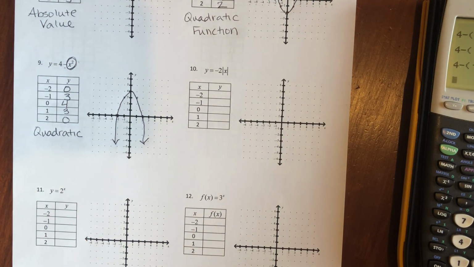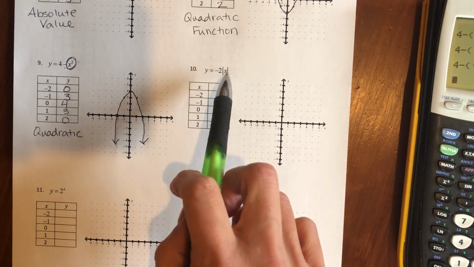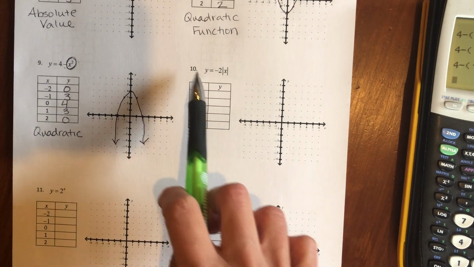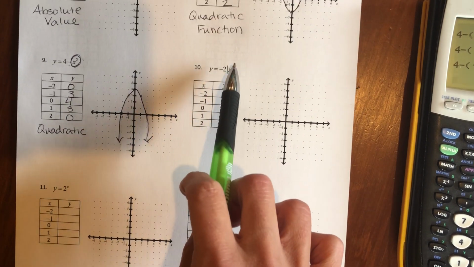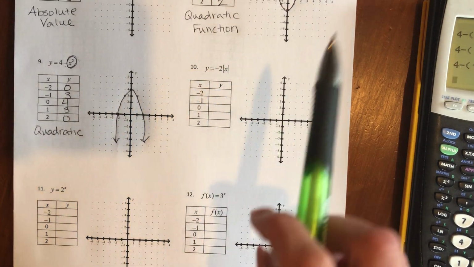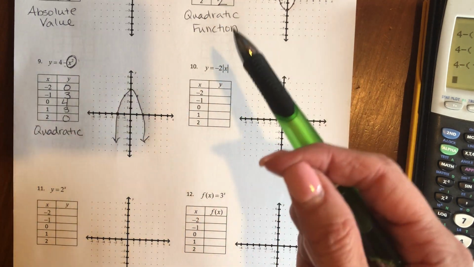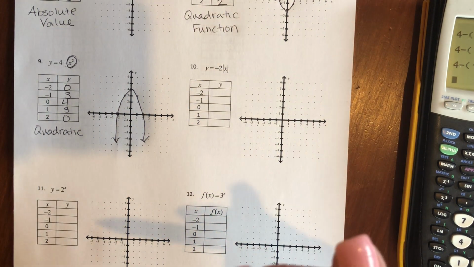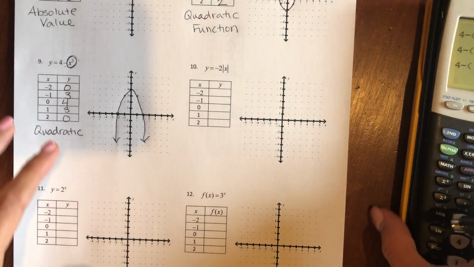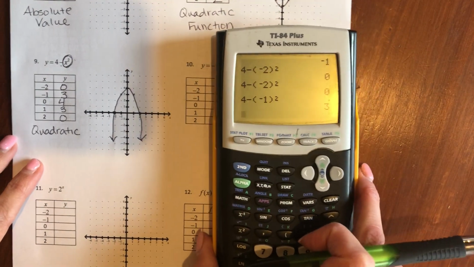All right, next one. So you're looking at the formula or the function here. You see absolute value, so I know it's an absolute value function. I know my graph is going to be a V. So go ahead and let me show you what this looks like in the calculator real quick.